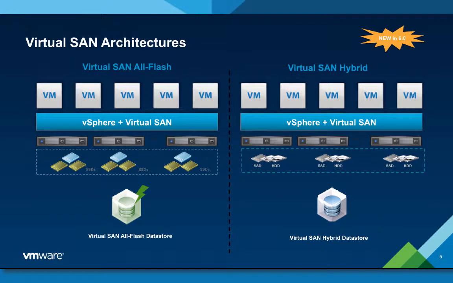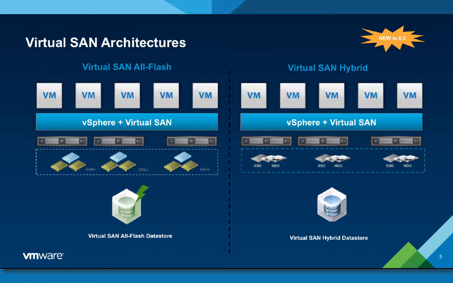One key change inside of VSAN 6 is in the architectural availability. We now have 2 architectures available to us. We have our old familiar architecture, the hybrid architecture, wherein you would have a minimum of 1 solid state disk and 1 spinning disk. And that would create your disk group. And then you could scale that up and scale that out as needed in order to build out your cluster.